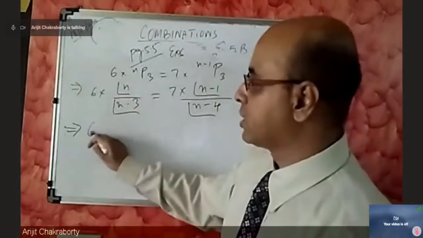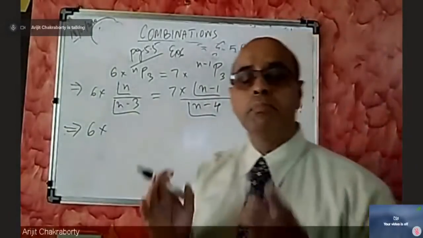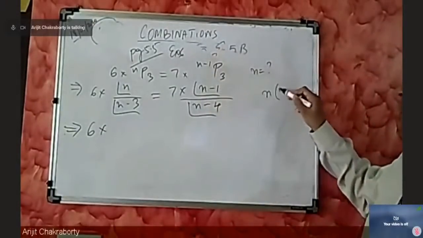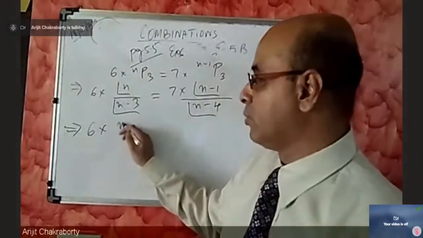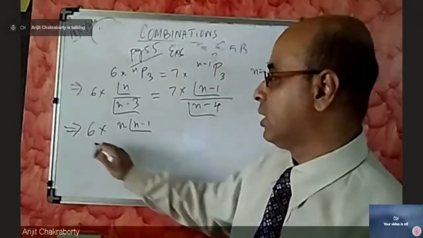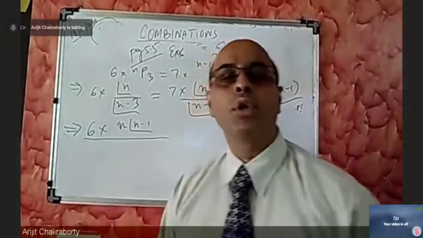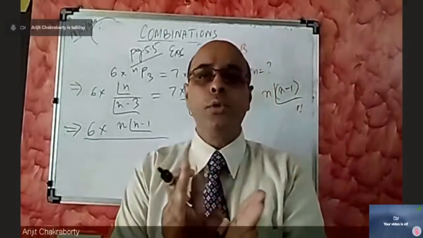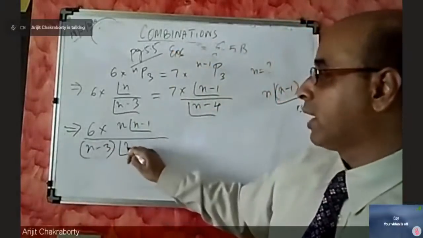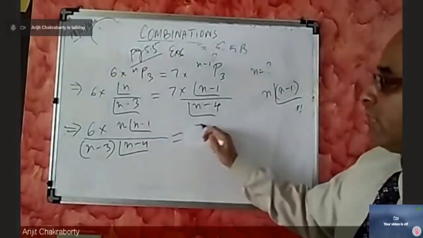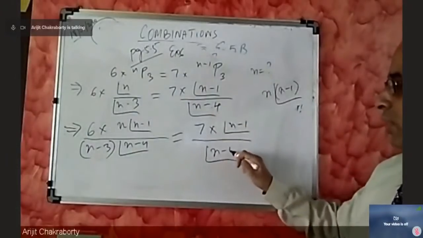On the left hand side we have 6 into n factorial. So n factorial can be broken down as n into (n minus 1) factorial, using the same formula. In the denominator we have (n minus 3) factorial. This can again be broken into (n minus 3) into (n minus 4) factorial. Right hand side we have 7 into (n minus 1) factorial, denominator (n minus 4) factorial.